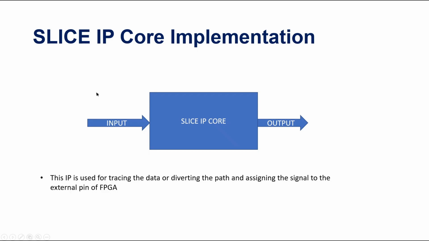Another IP is the slice IP, which is used for tracing the data or to divert the data path and assign the signal to the external pin of the FPGA. So with these three IPs, I will be showing you the demo. So let's go to the demonstration.